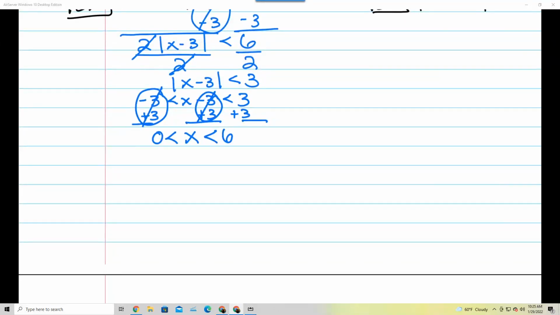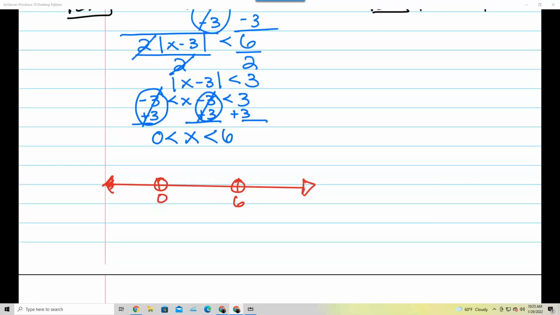My answer is done. I just need to go ahead and graph this so I can show you what this looks like. Sorry, that line got a little crooked, but I'm sure you don't mind. It's from 0 to 6. I'm going to circle the 0. I'm going to circle the 6.